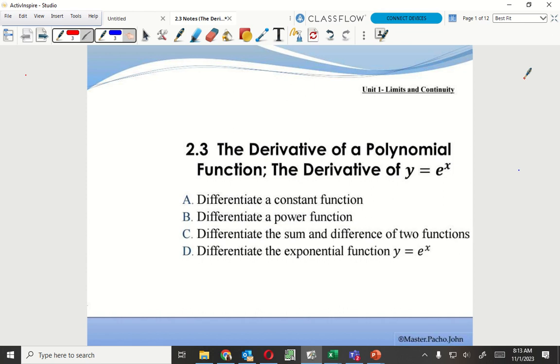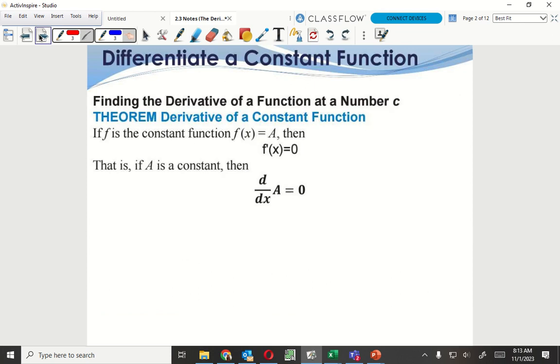All right, so derivative of a polynomial function. We've done some of these derivatives. It is the voodoo magic. And the derivative of y equals e to the x. You'll like that one. Okay. Find the function at a number c.